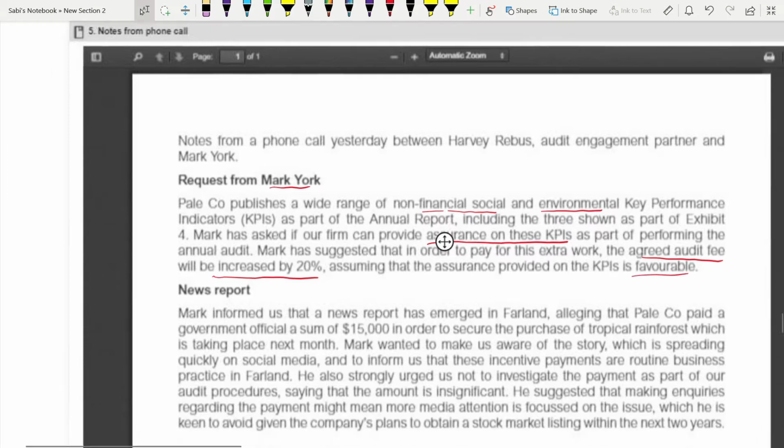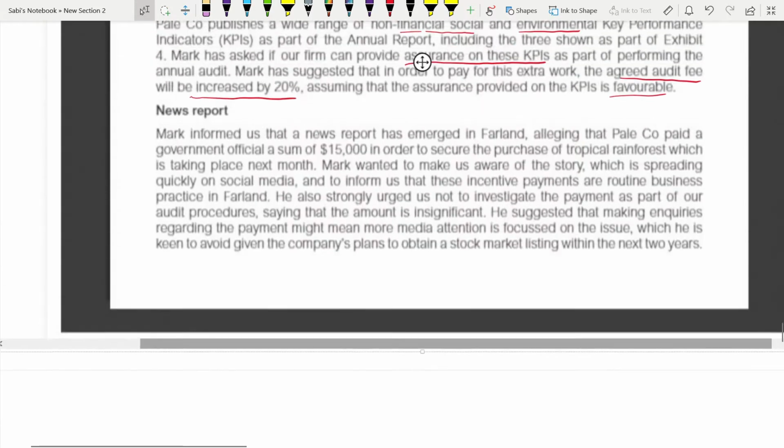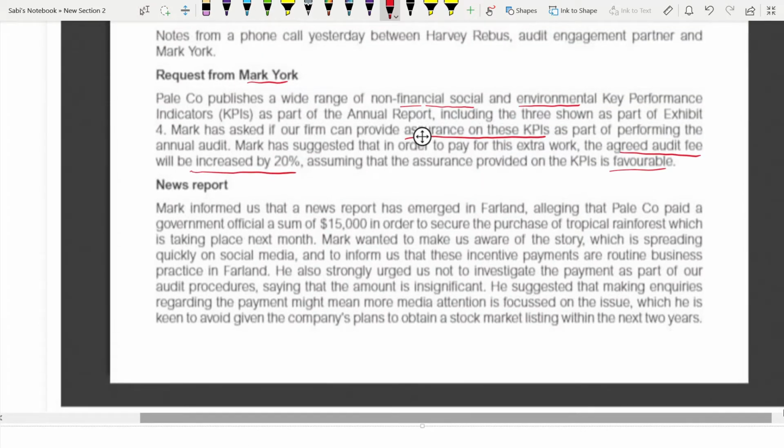News report. So this news report is the last. Mark informed us that a news report has emerged in Farland alleging that Pale paid a government official a sum of 15,000 in order to secure the purchase of the tropical rainforest, which is taking place next month. It's like you are bribing. You are giving a bribe to the government.